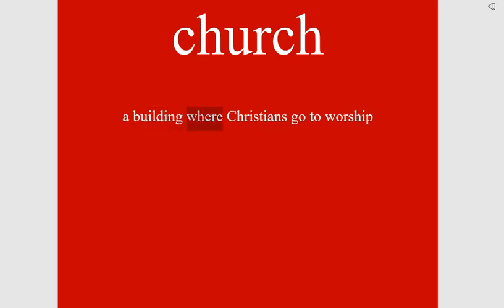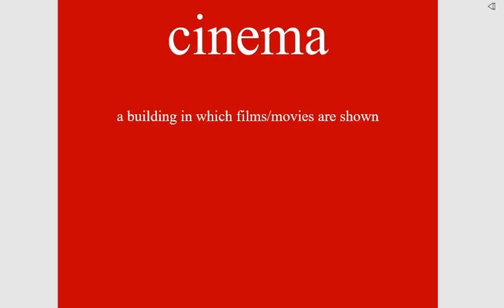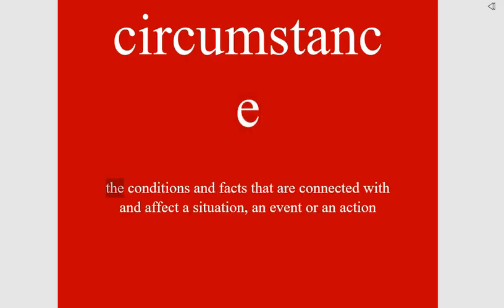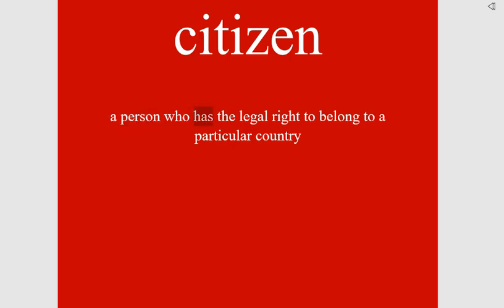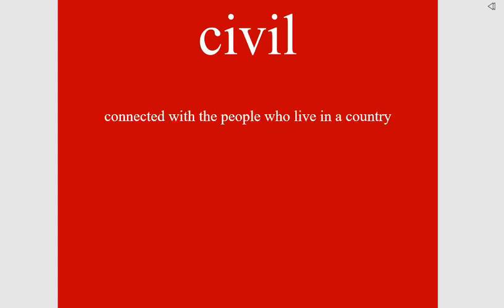Church. A building where Christians go to worship. Cigarette. A thin tube of paper filled with tobacco, for smoking. Cinema. A building in which films/movies are shown. Circle. A completely round flat shape. Circumstance. The conditions and facts that are connected with and affect a situation, an event, or an action. Citizen. A person who has the legal right to belong to a particular country. City. A large and important town. Civil. Connected with the people who live in a country.